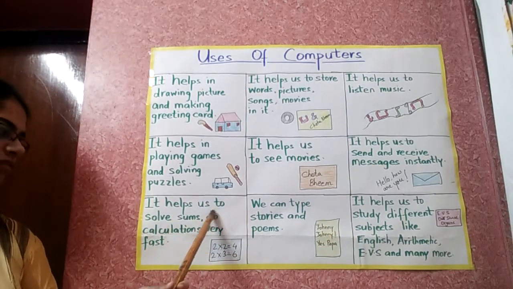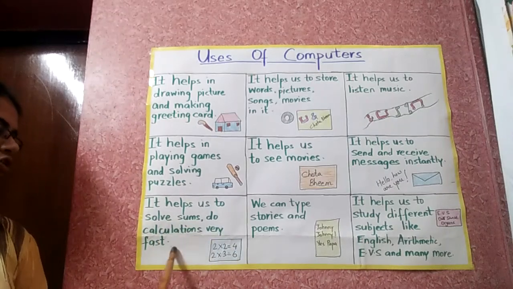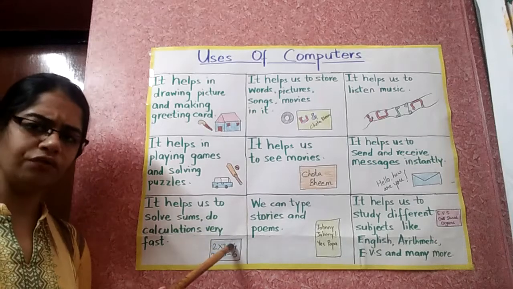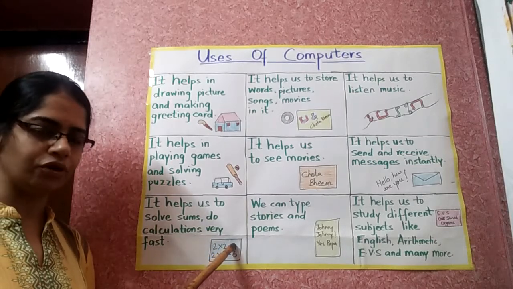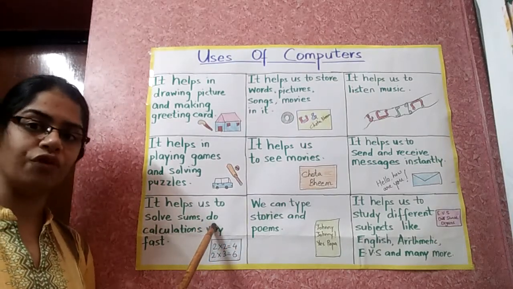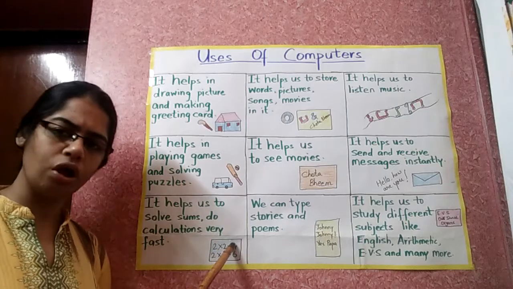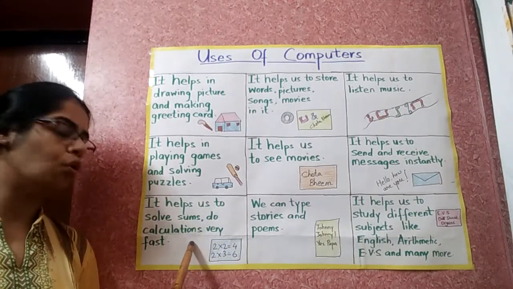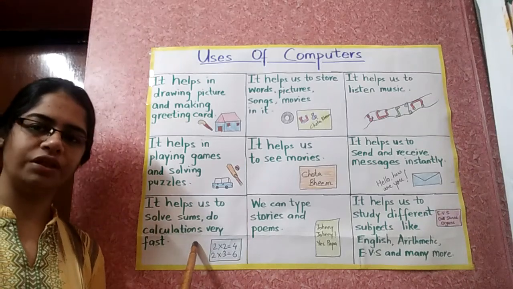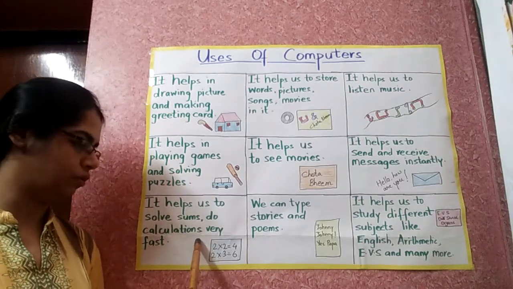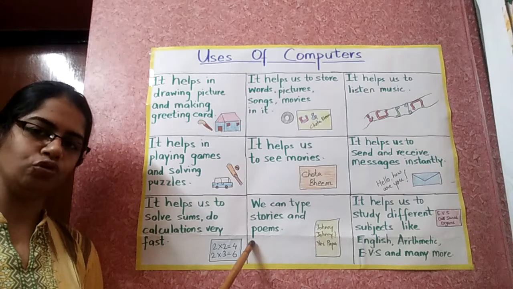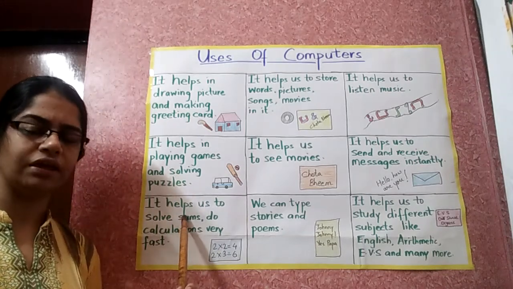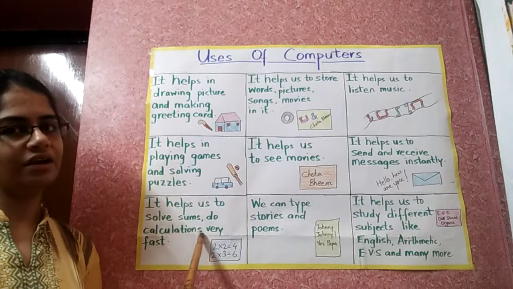It helps us to solve sums, do calculation very fast. We can also solve the sum, but we take a little bit of time. But computer is very fast. Okay, it solves the sum very fast and does all the calculation within a second. Like 2 multiplied by 2, 4, you have to think and write. But computer will not think. It will instantly write it down.